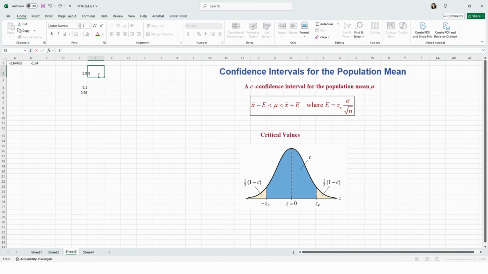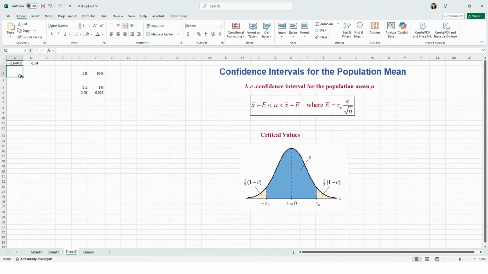Confidence is 95%. That means first, I'm going to find both yellow regions. That equals 1 minus 0.95. Because the total area is 2 times the yellow region, to get each one, I will divide this value by 2. Then we get 0.025 as the probability.